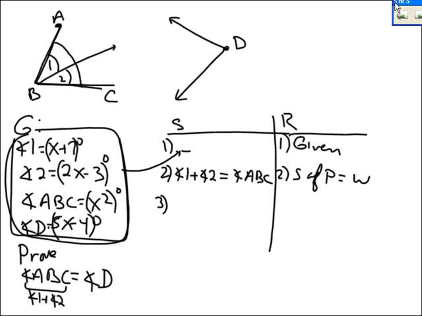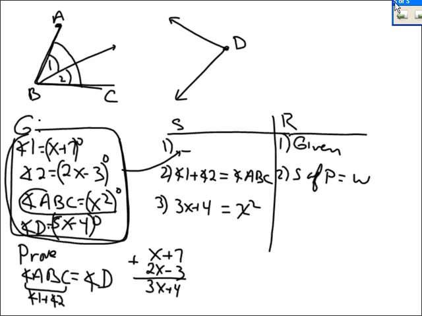But angle 1 plus angle 2, remember this is angle 1 and this is angle 2, and when I add them up, I get 3x plus 4. 3x plus 4 is equal to x squared. That was given. Angle ABC is x squared. Addition.